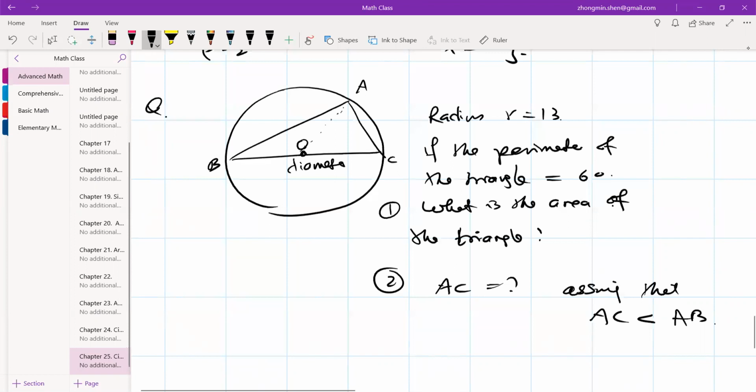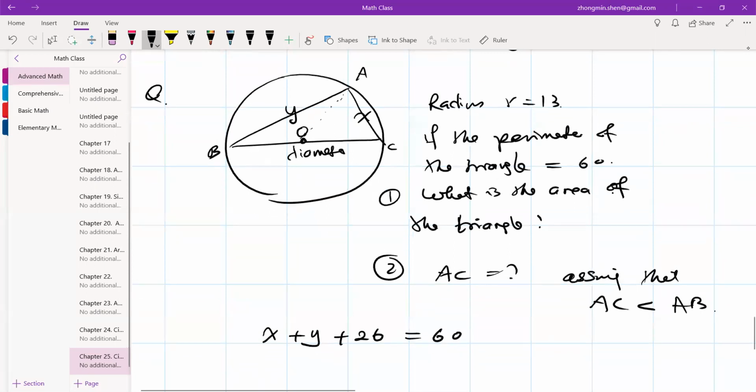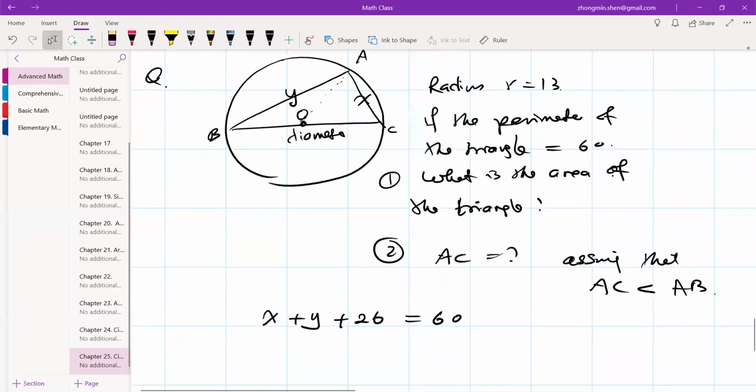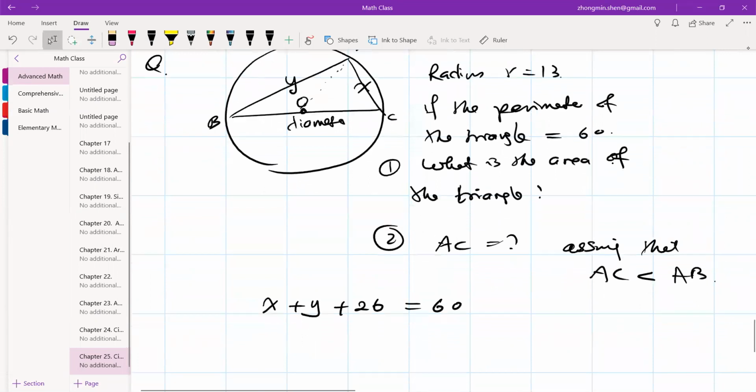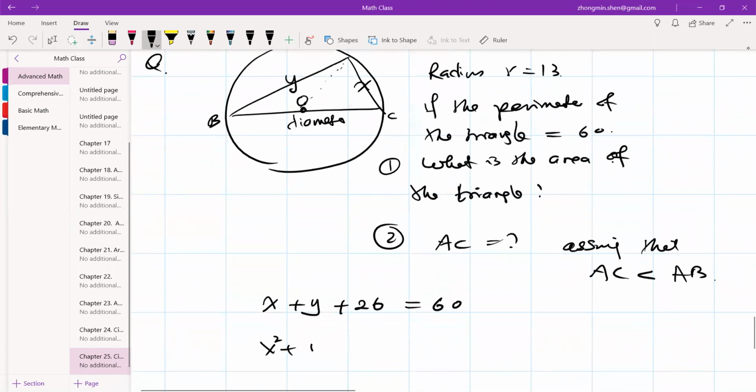All right. So let's name them X and Y. First of all, let's give a condition: X plus Y plus 26 is supposed to be 60. That's the first condition. Are there any other conditions we're given? It is a right triangle. Important. So you have to write down the equation for the right triangle. It's going to be X squared plus Y squared equals 26 squared.